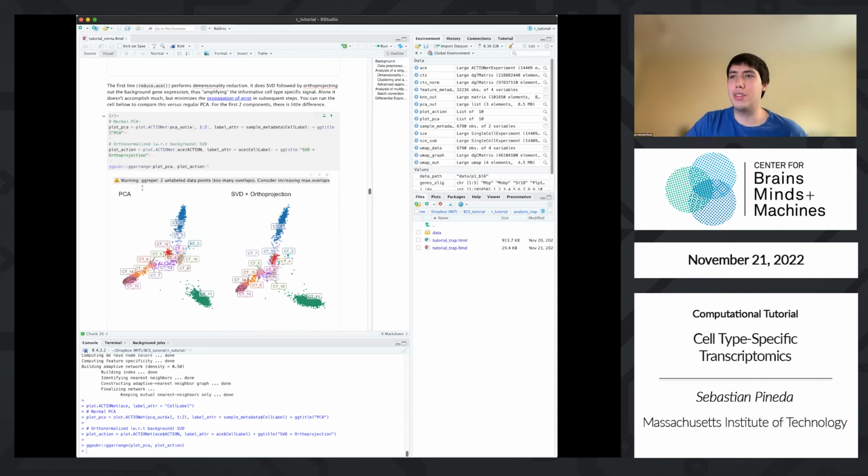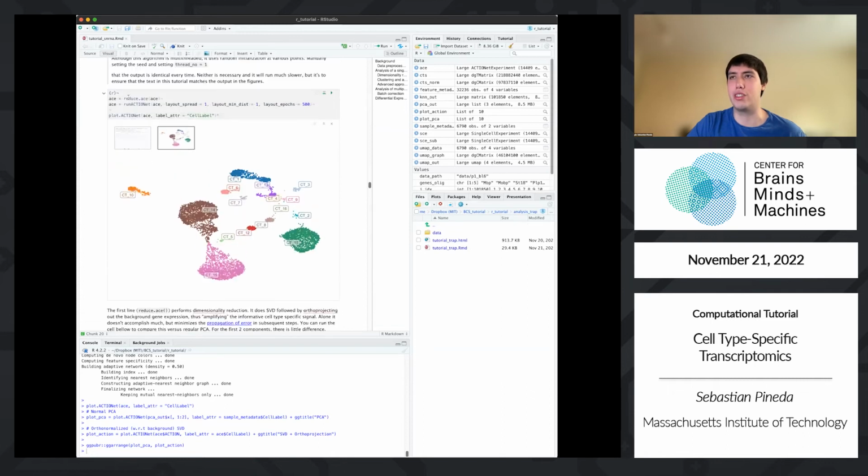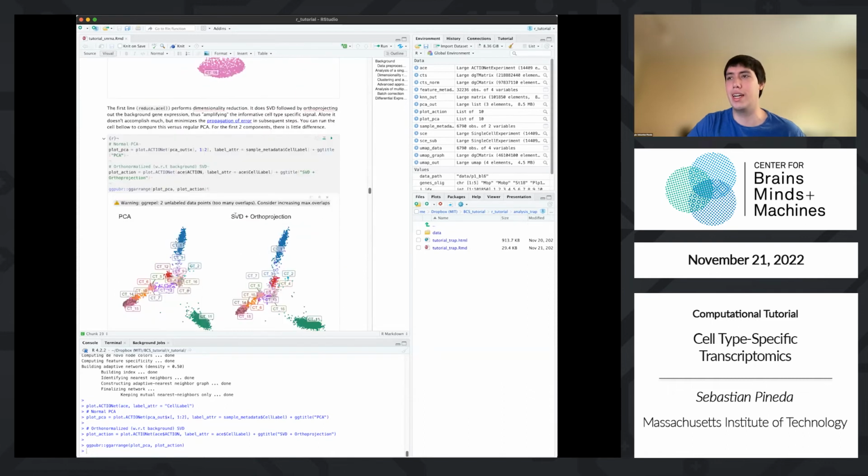We can feed normal PCA to the algorithm, or we can do what we did, which is this reduction function, which does that SVD followed by orthoprojection, which removes all these non-informative genes. If you plot them side by side, they look the same. But as the algorithm runs, there's this propagation of error that you want to minimize, right? So if you were to give it just the raw PCA, it wouldn't work quite as nicely.